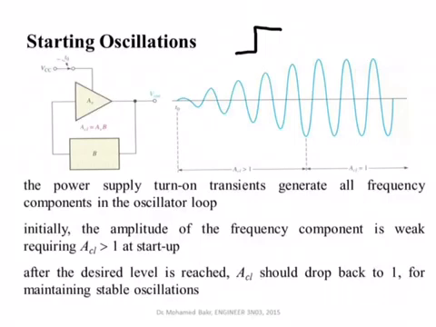Of course, in the very beginning, the oscillations are very weak, and for them to pick up, usually we try to make AV multiplied by B a little bit greater than 1. We call this the closed loop gain, ACL. We try to make the closed loop gain, AV multiplied by B, a little bit higher than 1 at startup, to make sure that oscillations will start to pick up gradually and slowly before they reach a steady state.